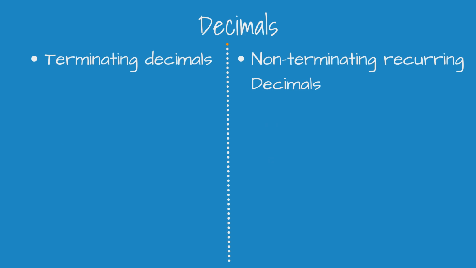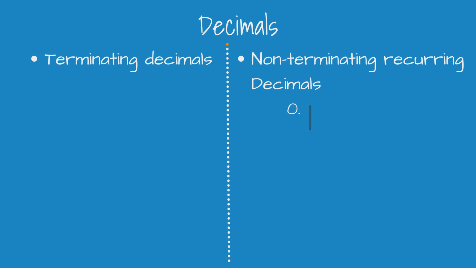These two types of decimal numbers can be written in the form of fractions. For example, 0.5 can be written as 5 over 10, which can be simplified as 1 over 2. Similarly, 0.125 can be written as 125 over 1000, which can be simplified as 1 over 8. However, for the recurring decimals it's not that simple.